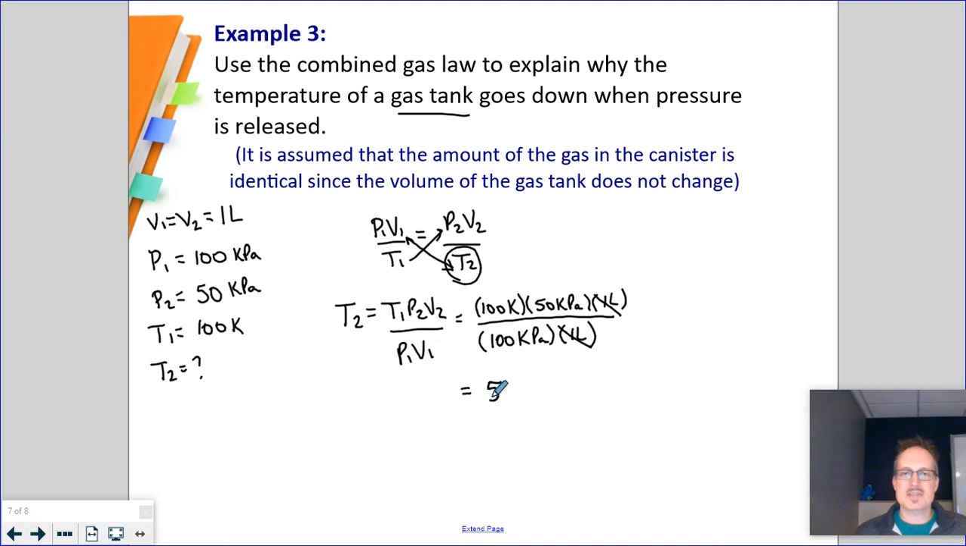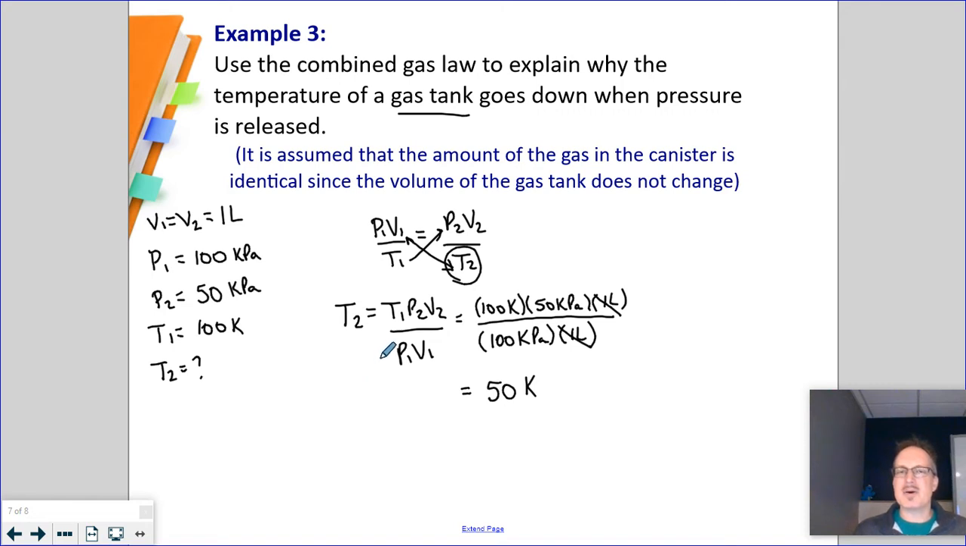And I think most of us could do this in our head. This is going to be 50 kelvins. Now, I picked nice numbers. We could have picked crazy numbers. We could have picked numbers with decimals. But I wanted you to see something here. So when my pressure went down from 100 to 50, when we released pressure, my temperature also went down.